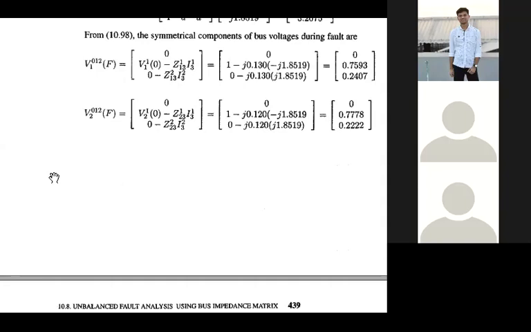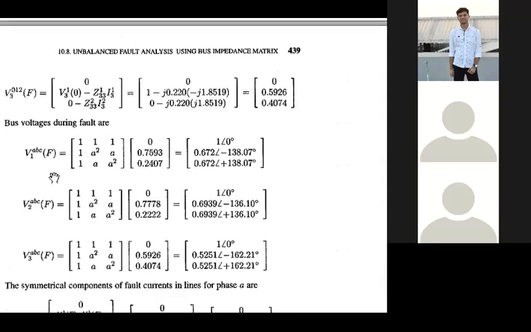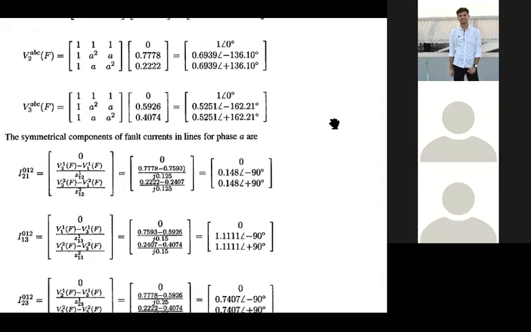The remaining things will be the same. So when you have 0, 1, 2, you can apply for ABC. So we have done the solution for the system, repeating similarly. Then the third is the line current I21 in terms of 0, 1, 2, and here also it is 0 for the first term.